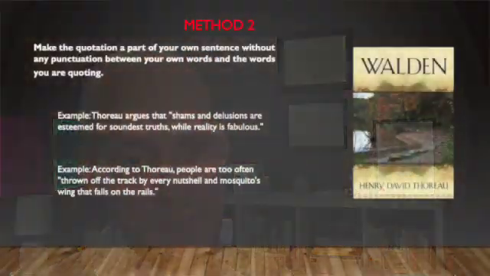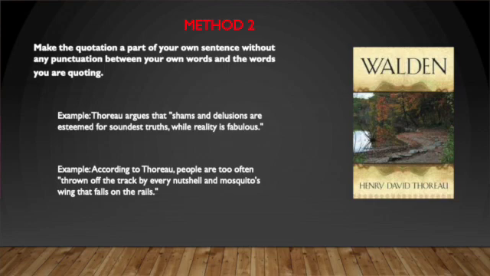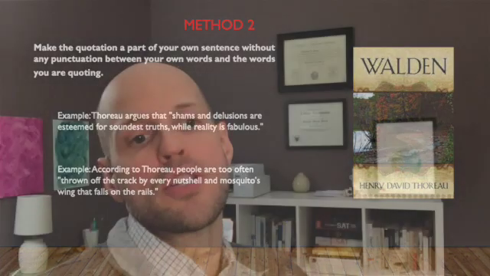So this is a way of mixing basically what you're saying, you're paraphrasing, in the actual quotation itself. Very fluid. Here's another example. According to Thoreau, people are too often "thrown off the track by every nutshell and mosquito's wing that falls on the rails." So there it is again. It's just a very fluid way of integrating that quotation in with your own thinking. And why do we want to do that? For the reader. Reader-based writing, not writer-based writing.